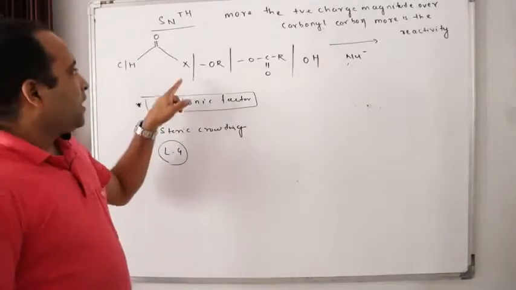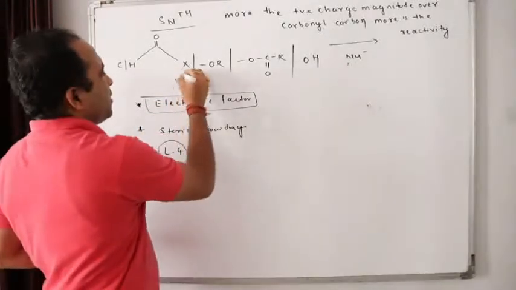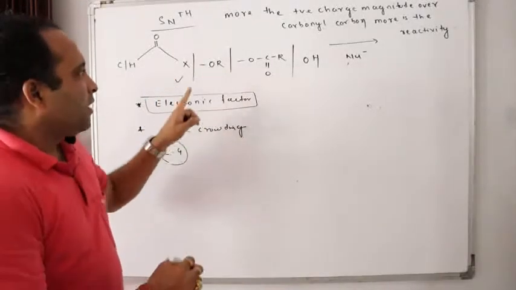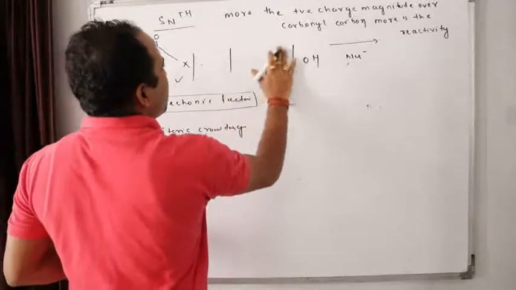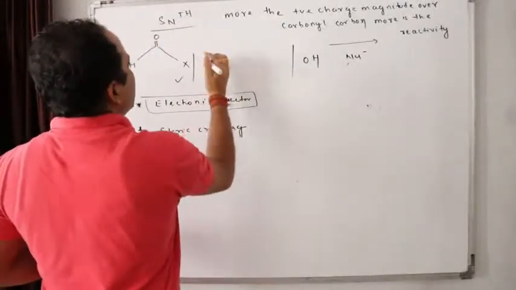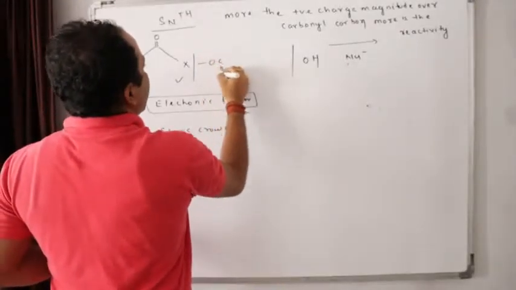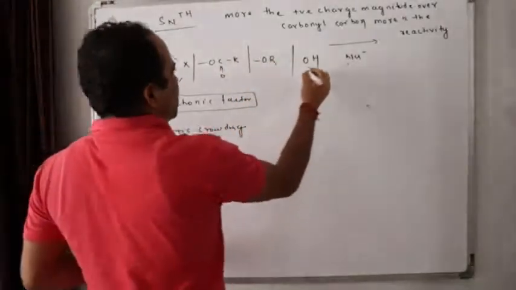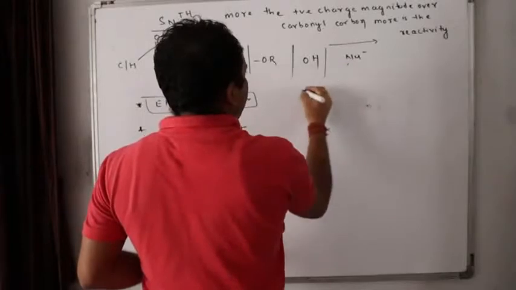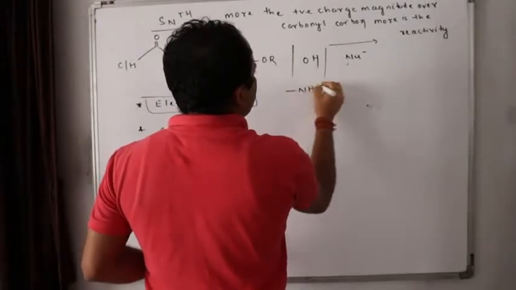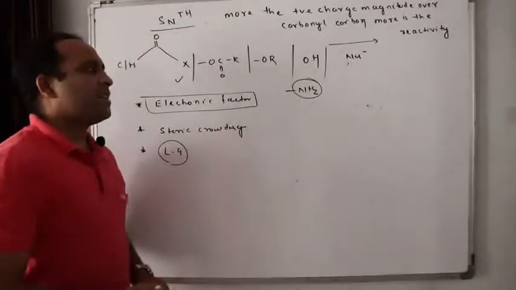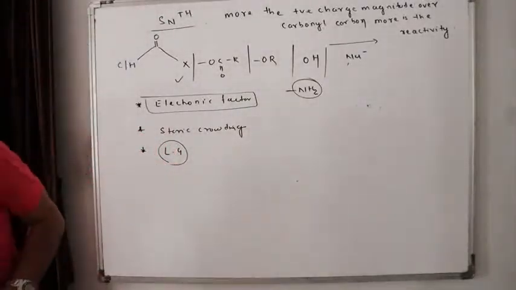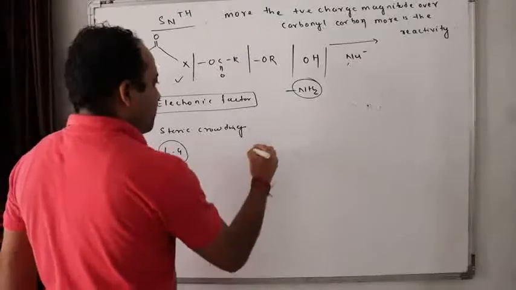How? Here, who is a good leaving group? Halides. After halides, a good leaving group is anhydrides. Then comes esters. Then comes OH. And at the last comes NH2. This is the reason why I said that acid amides do not give SNTH reaction. Let me explain with an example what I meant to say.